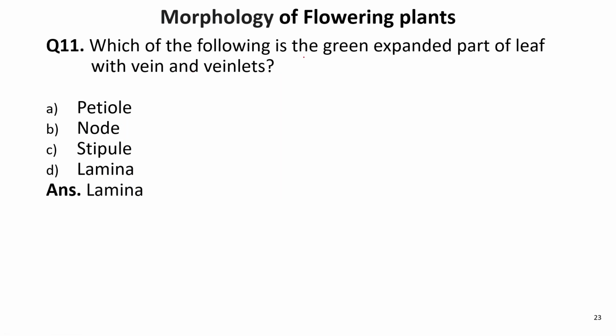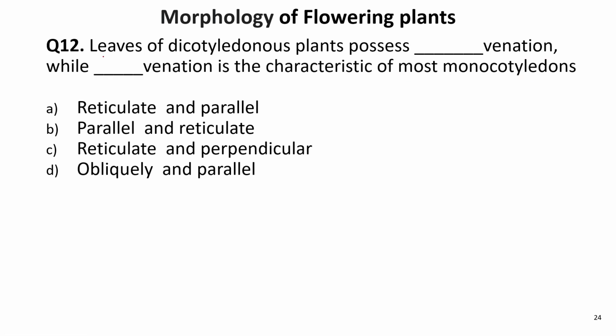Which of the following is the green expanded part of the leaf with the veins? Okay, this is the same. The correct answer is the lamina. Next question. Leaves of the dicotyledonous plant possess dash venation, while the venation characteristic of most monocotyledonous plants is dash.